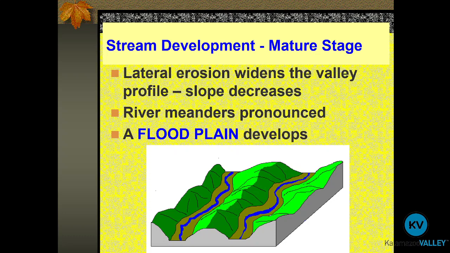Also in this stage, the meanders of a river, or the bends, start to become more pronounced as it's had more time to carve out and follow the natural shape of the land. And the slope of the river itself decreases, so we're moving away from that sharp V shape to more of a gentle U shape.